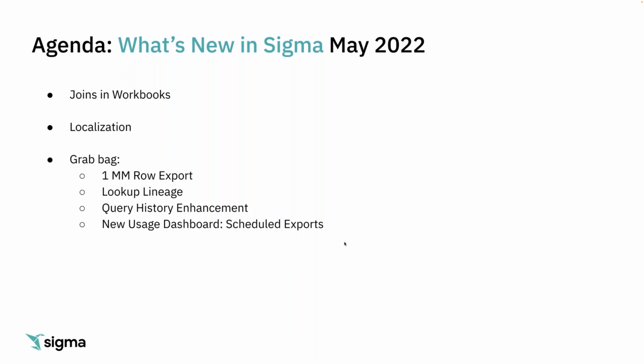And then we shift gears to localization. We have a lot of embedded use cases with our different customers, and some of those have Sigma embedded into their portal, which is then deployed to different countries. To that end, we've added the ability to have those embedded workbooks be localized into about a dozen different languages now. So we'll give a demonstration of that.